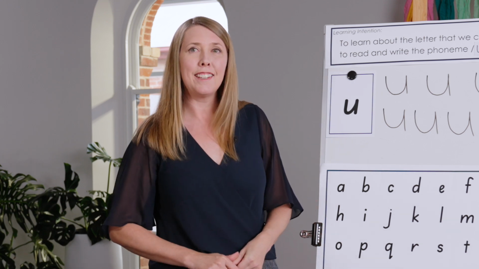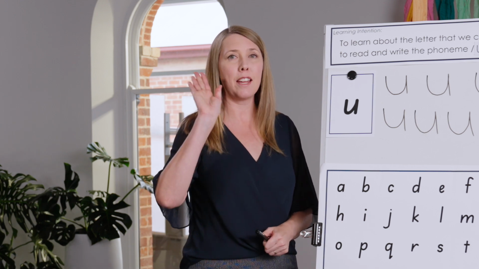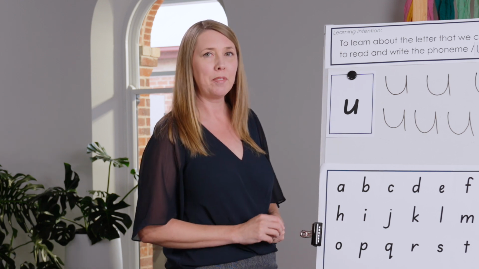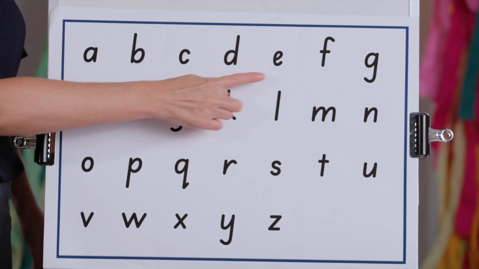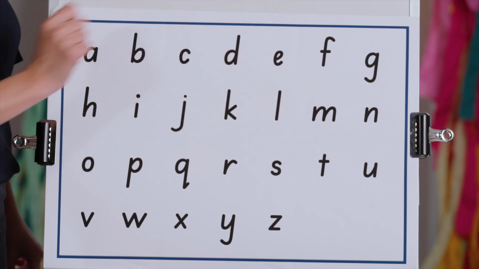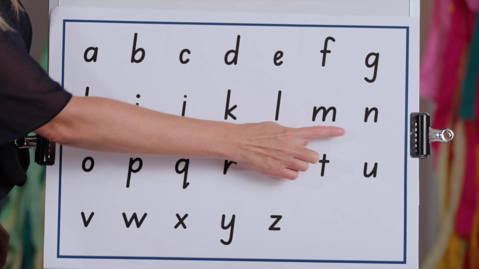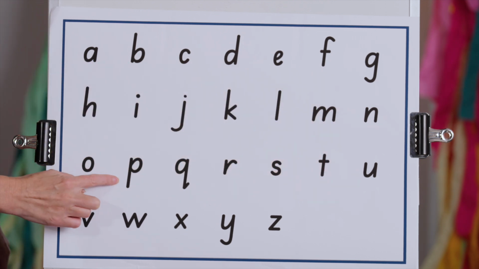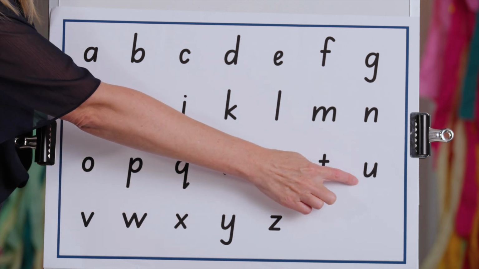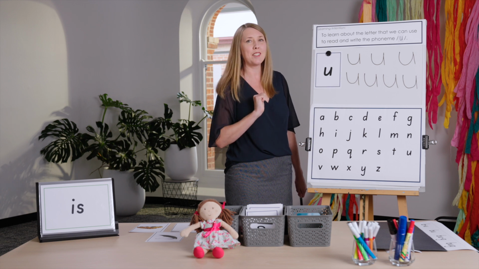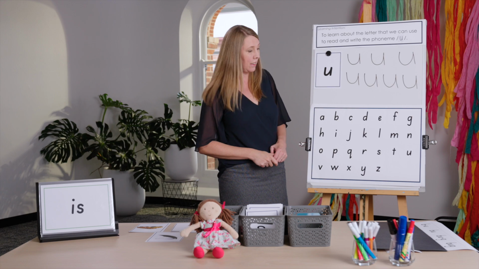Let's see if we can find the letter U in the alphabet. Remember, when we get to U, you need to call out stop as loudly as you can. Are you ready? A, B, C, D, E, F, G, H, I, J, K, L, M, N, O, P, Q, R, S, T, U. Stop! Did you call out stop when I did? This is where the letter U is in the alphabet. It's nearly at the end.